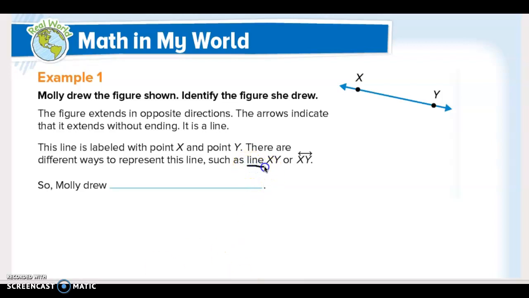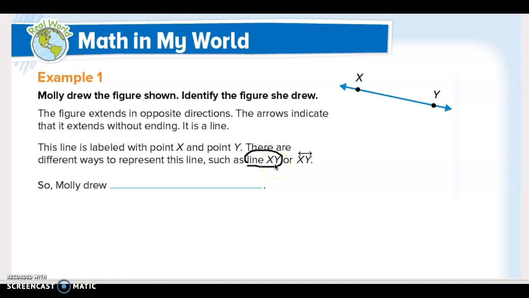Or we can use the letters and our label. You think our labels are a little bit different in regular math. In geometry, our labels are symbols, and they go above the letters. So this tells me, because it has two arrows, that it's a line, and that these 2 letters are points on that line. So I read this as line XY. It's the same as writing line XY.